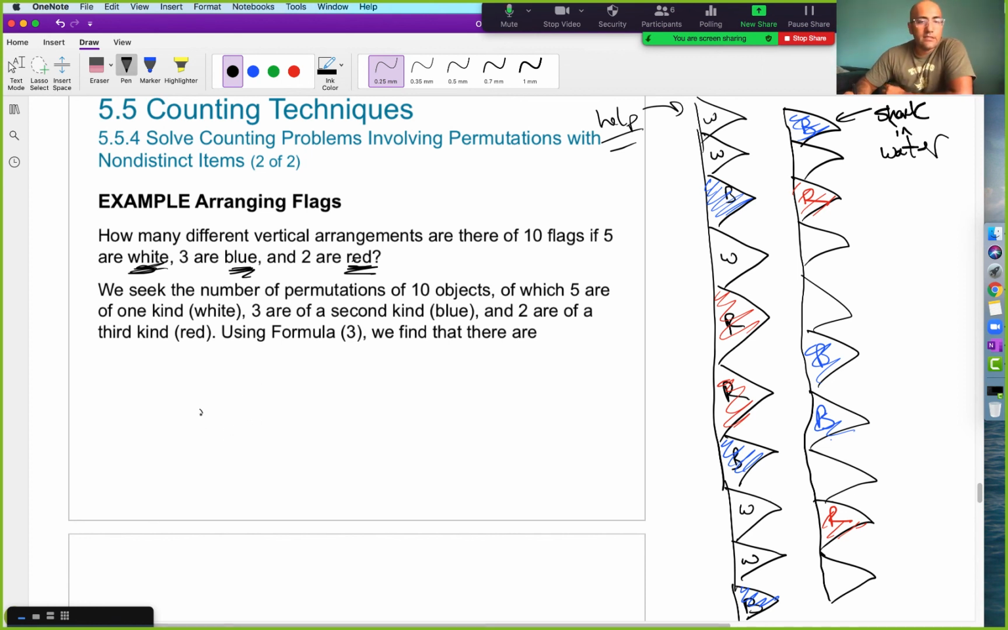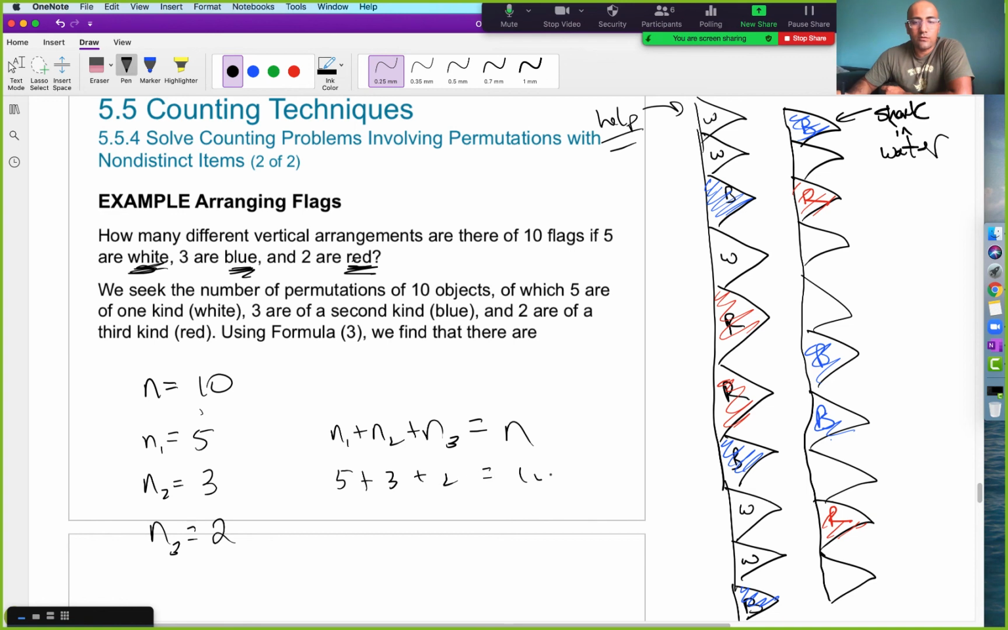Well, that is this formula. Here we have n, following our formula, n equals 10. N sub 1 is the first kind of flag, and there are 5 of those. N sub 2 is the second kind of flag, there are 3 of those. N sub 3 is the third kind of flag, and there are 2 of those. Good. Note that n sub 1 plus n sub 2 plus n sub 3 equals n, right? In our case, this is 5 plus 3 plus 2 equals 10. So that all checks out.